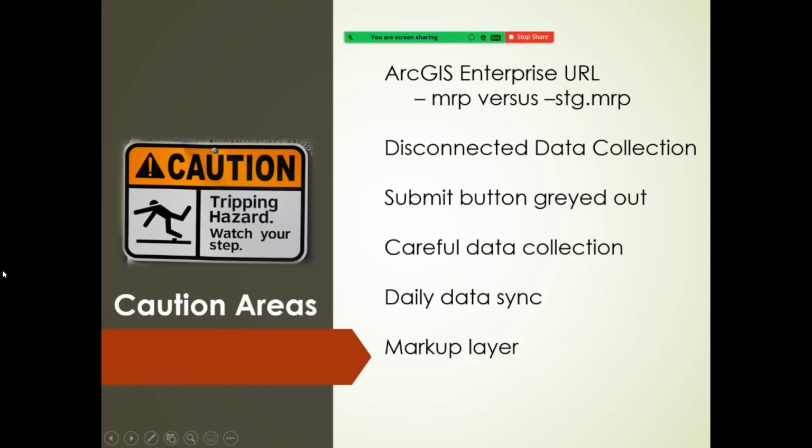Some caution areas quickly. Make sure again that you are in the correct URL, that you are putting official data in that official site, and using the stage portal for training or practice or play or demos. Be sure to use the disconnected workflow if you can. That submit button will fail now rather than being grayed out. It will fail and it will tell you what you're missing if you have missed a required field. Be careful with your data collection. I know I'm speaking to the choir.